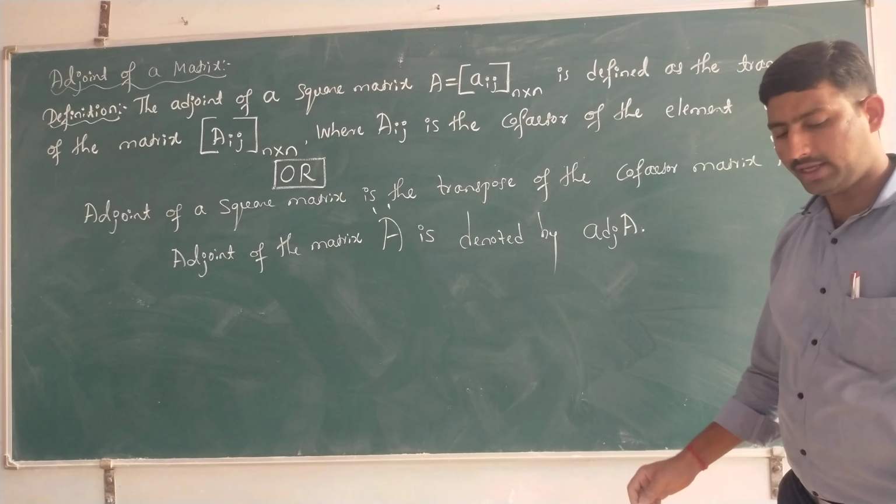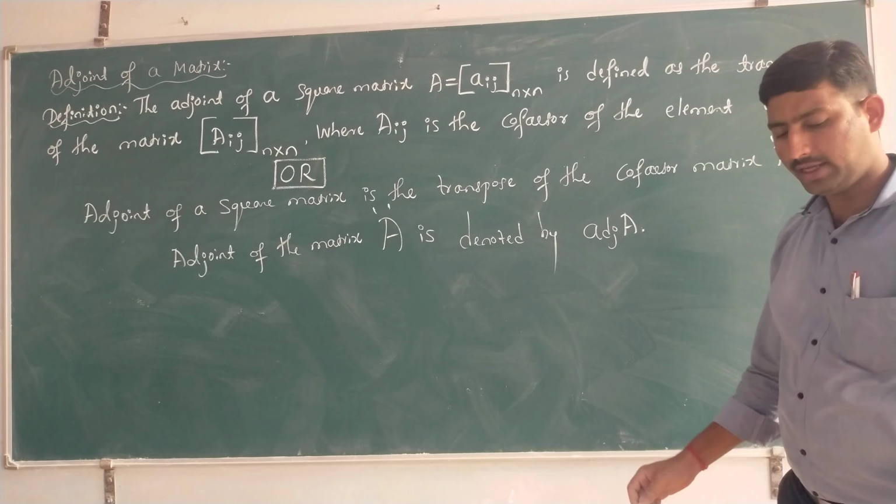Before that, I will take one example for the understanding purpose. This example: A is equal to 1, 2, 3, 4. Find adj of capital A. Solution: first, the cofactor of capital A.